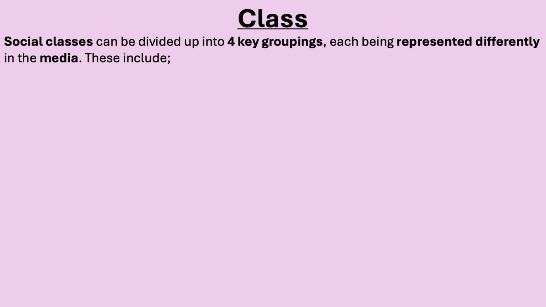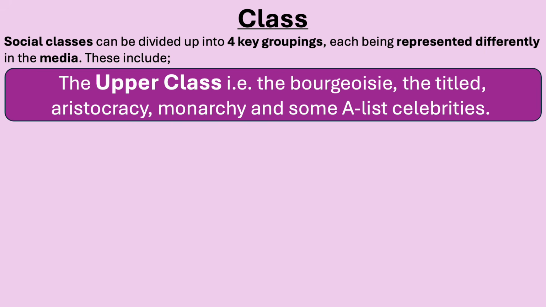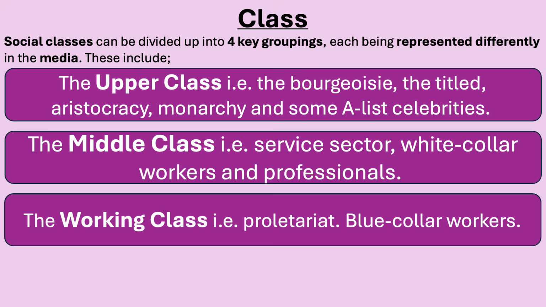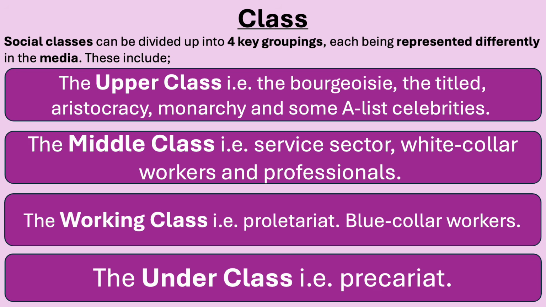Okay, we have 2 more topics to go. So, social class. Social classes can be divided into 4 key groupings, each being represented differently in the media. These include the upper class, that is the bourgeoisie, the titled, aristocracy, monarchy, and some A-list celebrities. The middle class, which is service sector, white-collar workers and professionals. The working class, which is the proletariat and blue-collar workers. And the underclass, which is the precariat.